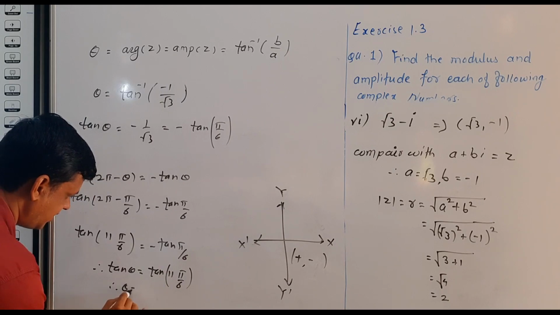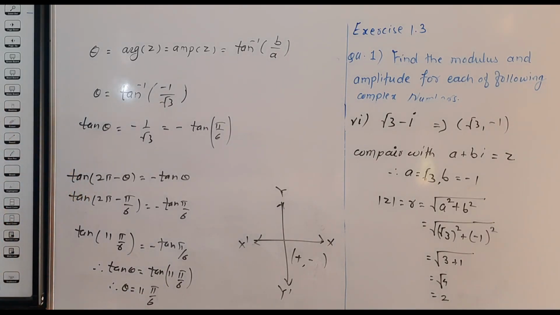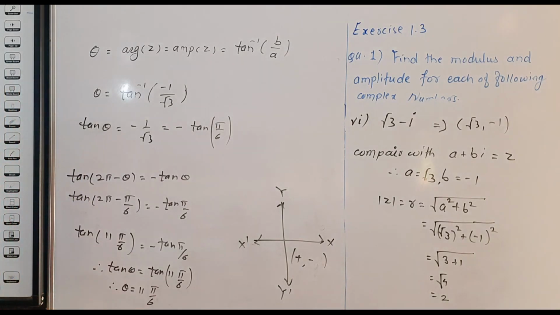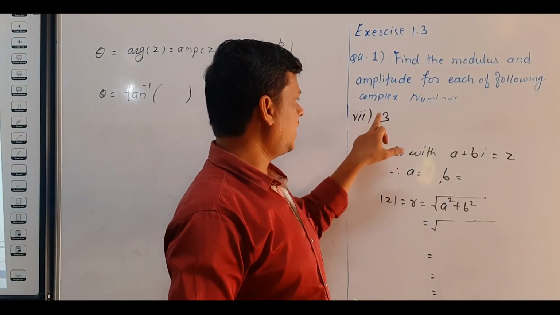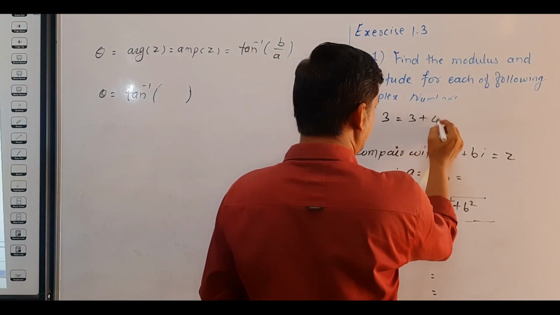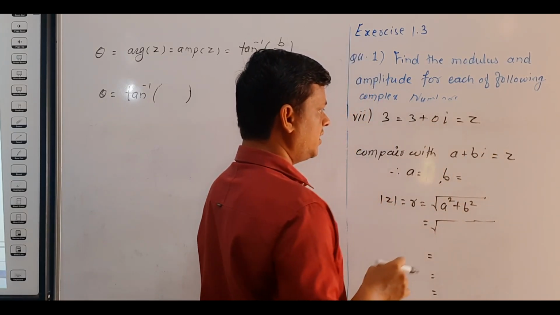Therefore theta is equal to 11 pi by 6. So the answer is theta equals 11 pi by 6. Now see the next example. Here only 3 is given. So we write this 3 as 3 plus 0i. That means z equals 3 plus 0i.